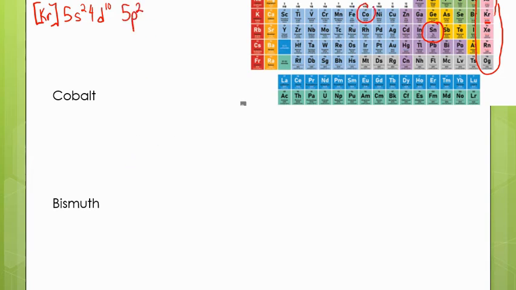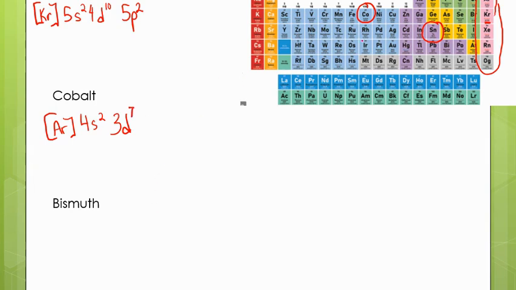They wanted us to do cobalt next. So cobalt is here. If I back up numerically to my previous noble gas, that would have been argon. So argon is going to go in the brackets. Then after argon, I go down here. I'm in N equals 4. I'm in the S block, and I need both electrons. Then I go here. N minus 1 is 3. I'm in the D block, and I need 1, 2, 3, 4, 5, 6, 7 electrons.